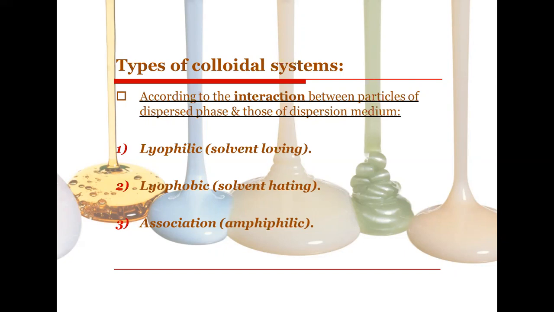Next is the targeting of drugs to specific organs. In the development of drug delivery systems, colloids are used in targeting drugs to specific body organs. For example, drug-entrapped liposomes are preferentially taken up by the liver and spleen. Other colloidal drug delivery systems include carrier systems such as liposomes, niosomes, nanoparticles, and microemulsions.